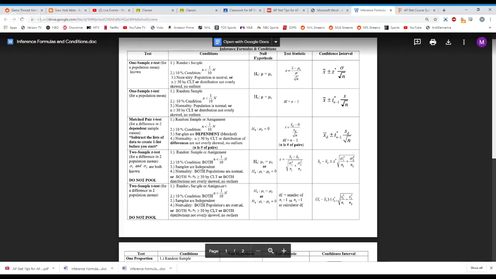Probability flowchart. I'm not sure what you mean. Oh, right. Yeah, let me pull that up. I think it's in Remind.com.